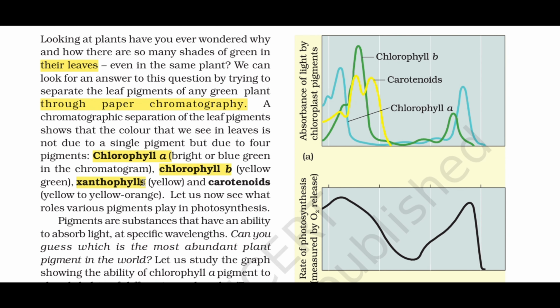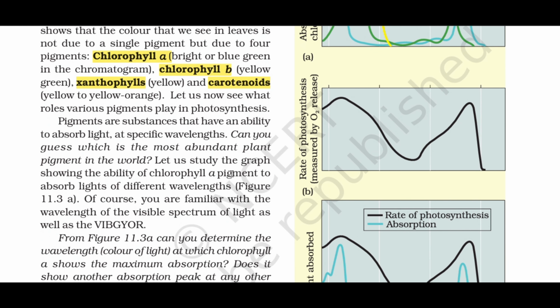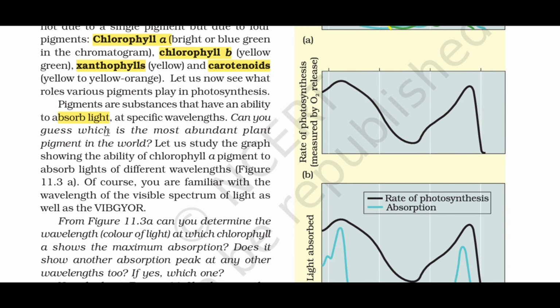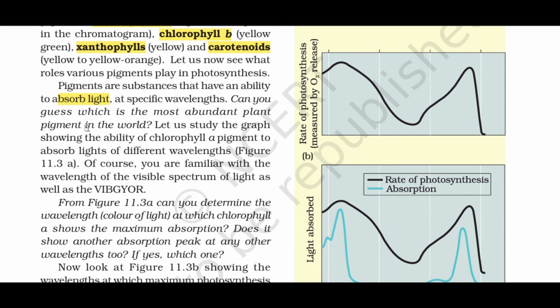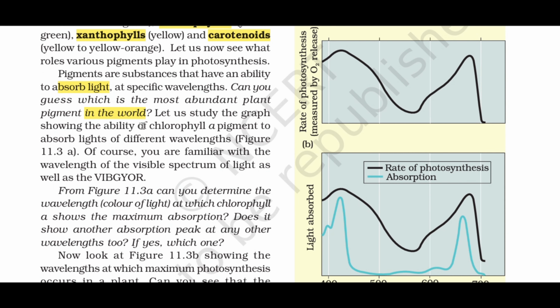Let us now see what roles various pigments play in photosynthesis. Pigments are substances that have an ability to absorb light at specific wavelengths. Can you guess which is the most abundant plant pigment in the world? Let us study the graph showing the ability of chlorophyll, a pigment, to absorb lights of different wavelengths, figure 11.3a.